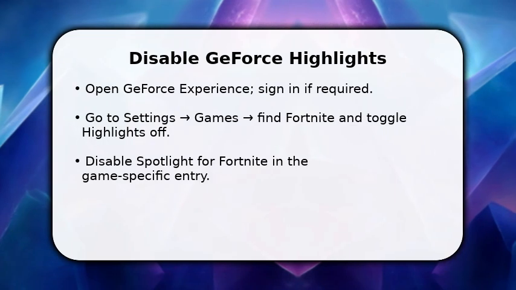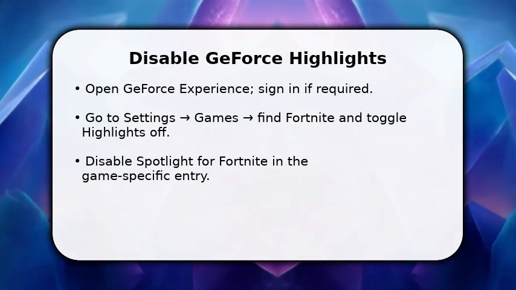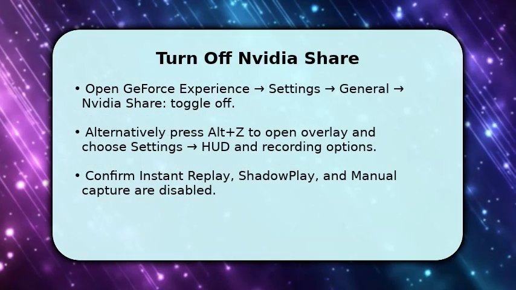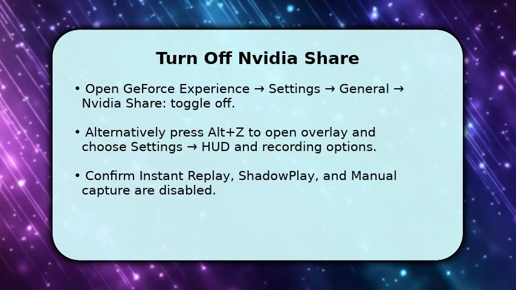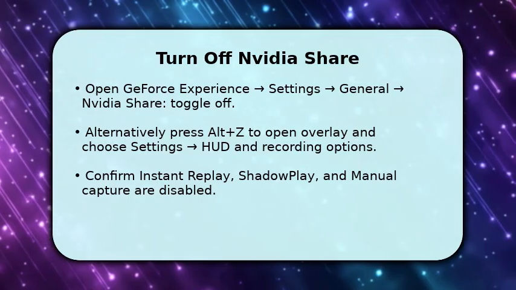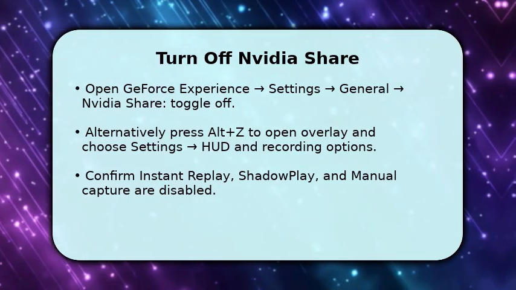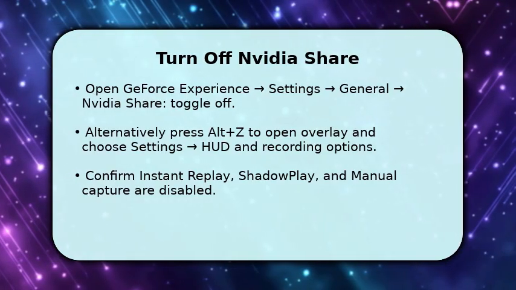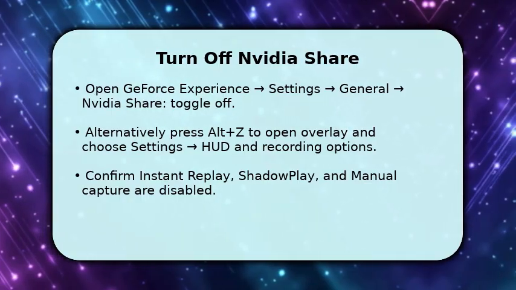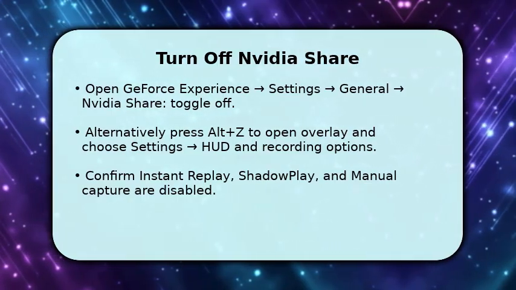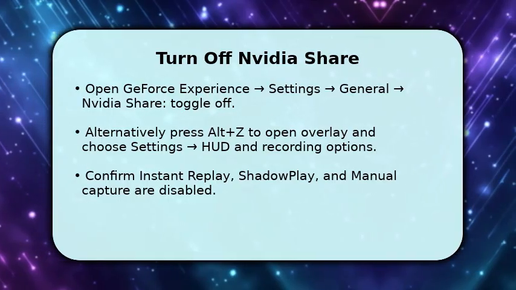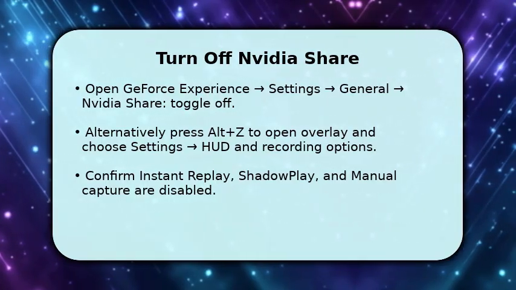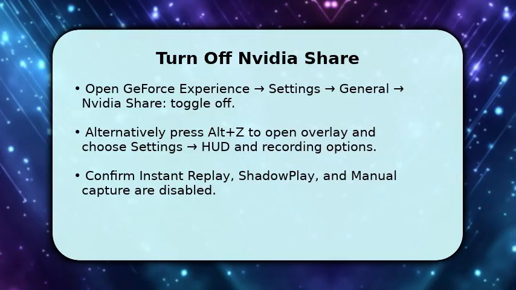Next, you cut the background recorder itself by disabling Nvidia Share. Press Alt+Z or open GeForce Experience, go to Settings, then General and toggle off Nvidia Share. Once Share is off, Instant Replay, Shadow Play, and Manual Capture stop running in the background. Make sure Instant Replay is explicitly off in the overlay controls, otherwise it may resume when you open the overlay. Turning Share off reduces CPU.